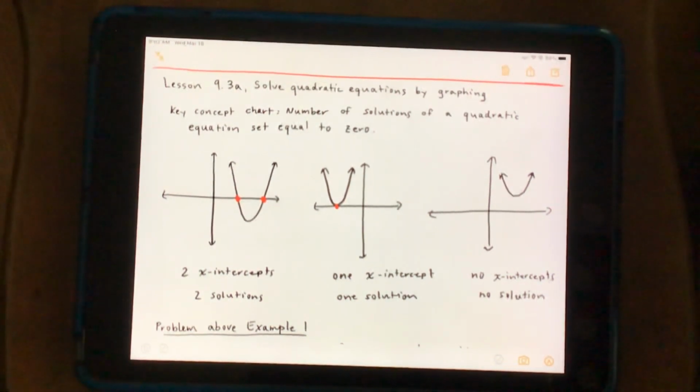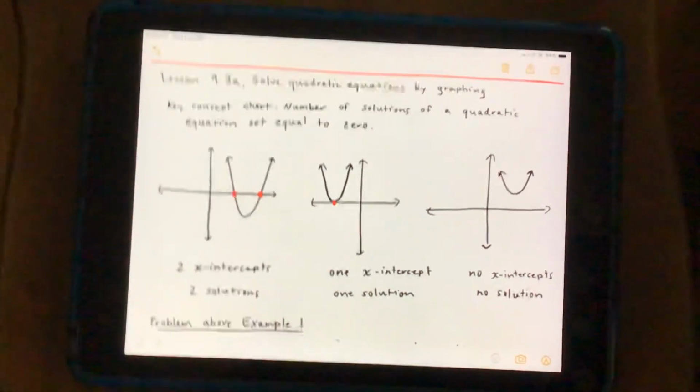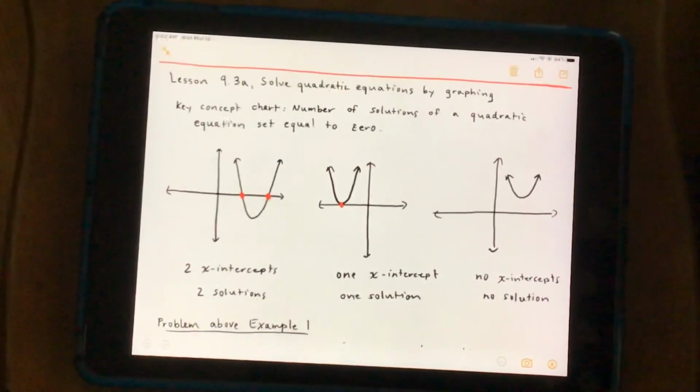Welcome back. Honors Algebra 1. This will be lesson 9.3a, guided practice problems, where we are going to work on solving quadratic equations by graphing.